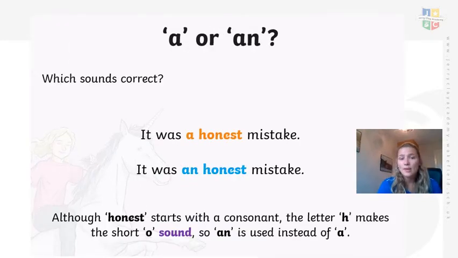Similarly with this one, it was a honest mistake, or it was an honest mistake. Honest sounds, even though it starts with a consonant, which you would think would be a, not an, it isn't quite right, because it doesn't sound right. The letter H makes almost an O sound, because when you say the word honest, you don't hear the H, you just hear it as an O sound. So because it sounds like an O, it would be an honest mistake rather than a honest mistake. We can see that it was a honest mistake doesn't sound correct, but it was an honest mistake does. So please make sure you read your sentences.